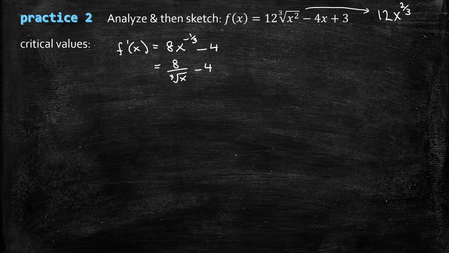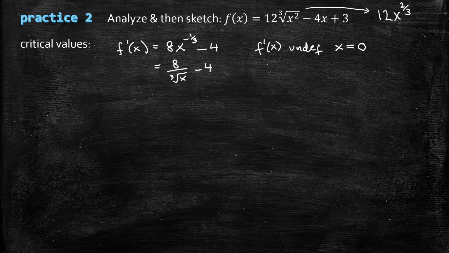Now, what we've actually created here is a situation where f prime x is undefined. Even though, if you look at the original function, the domain is all real numbers, we have one value of x that's a problem because it will be in the denominator. So f prime x is undefined when x equals 0. So that is one of our critical values.